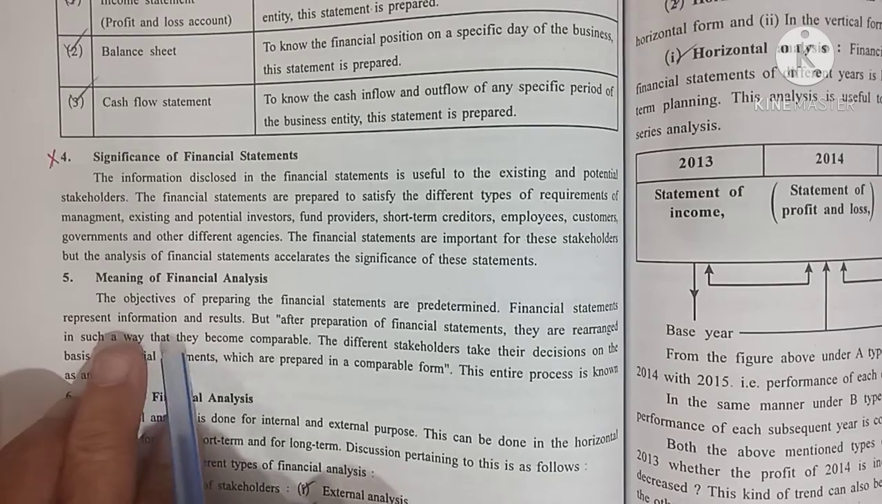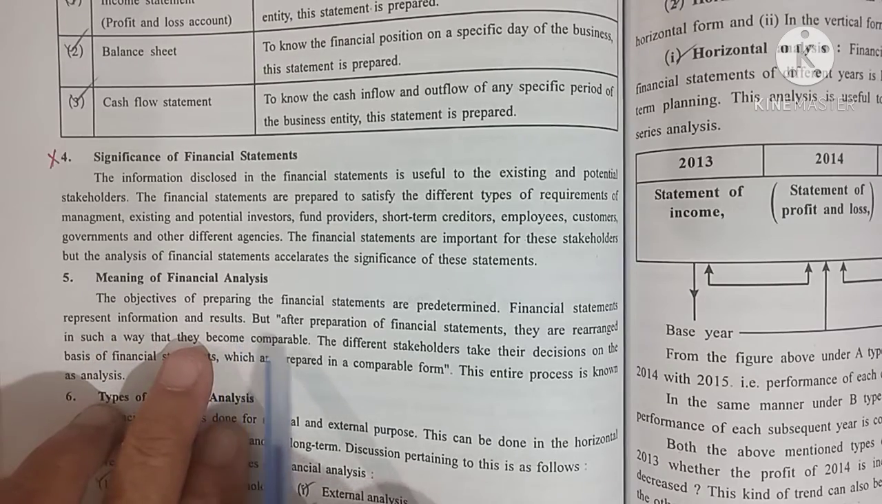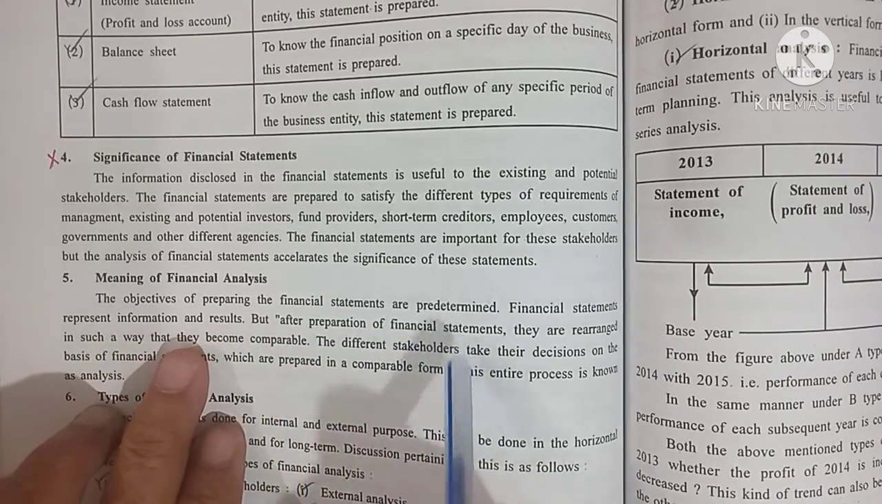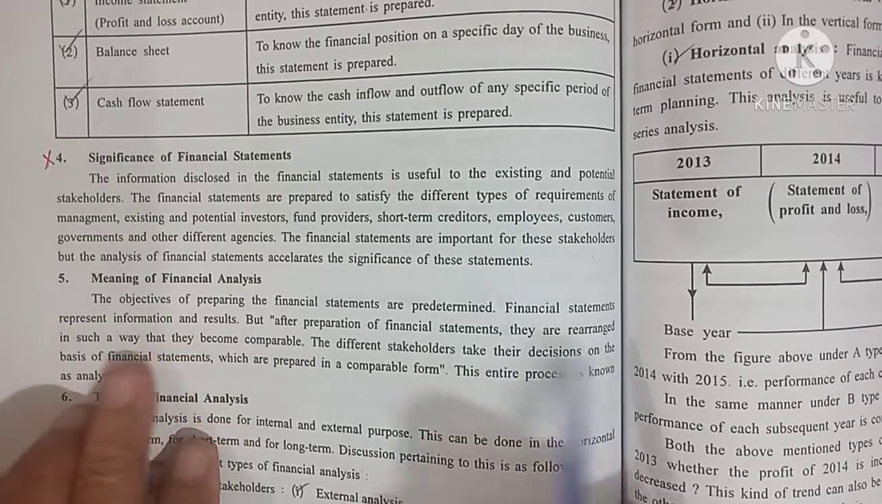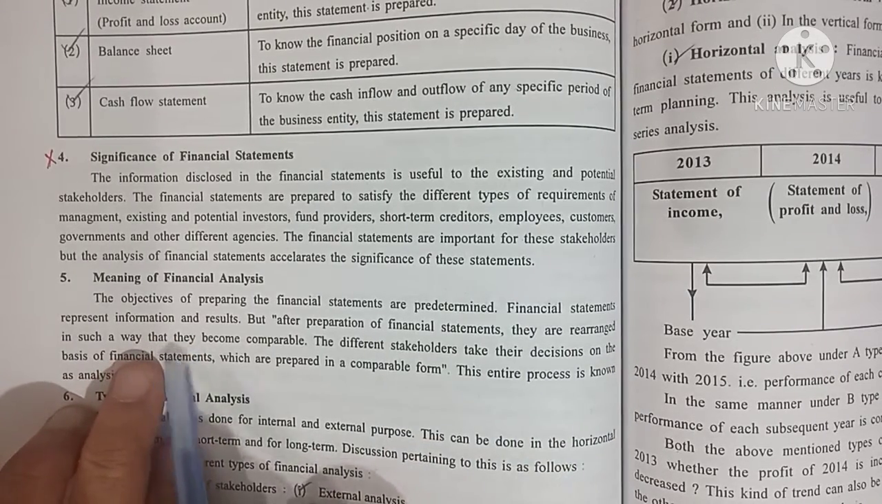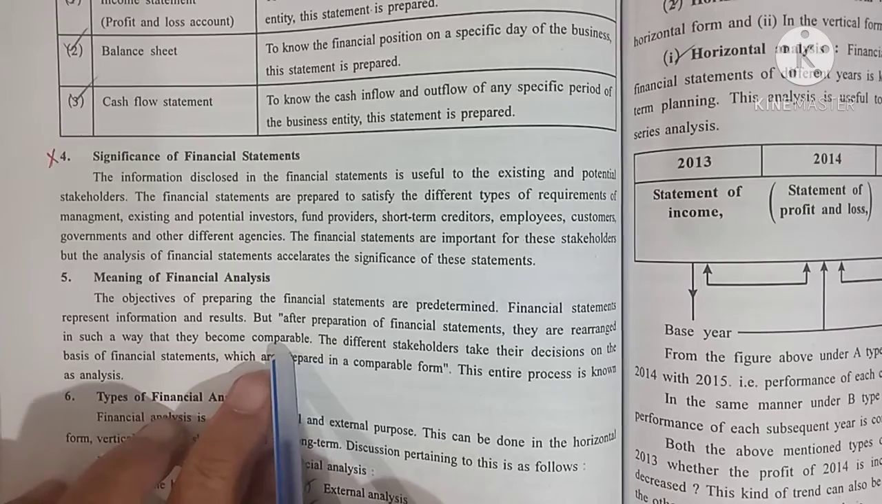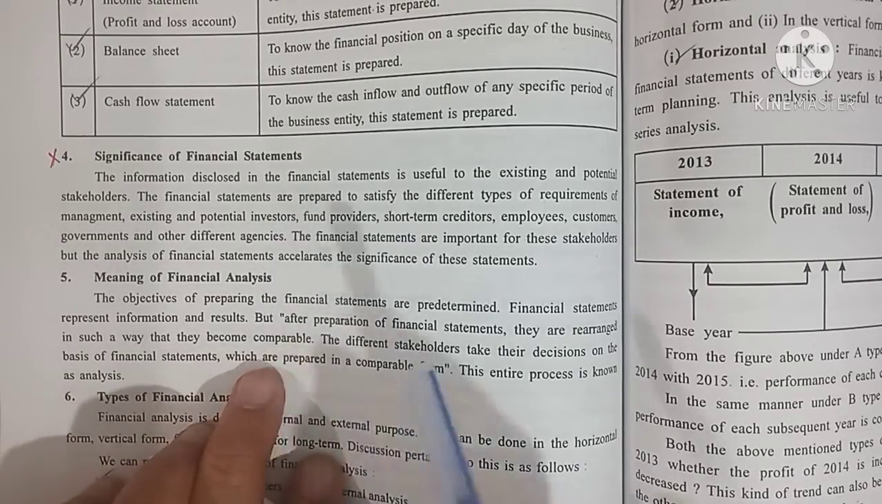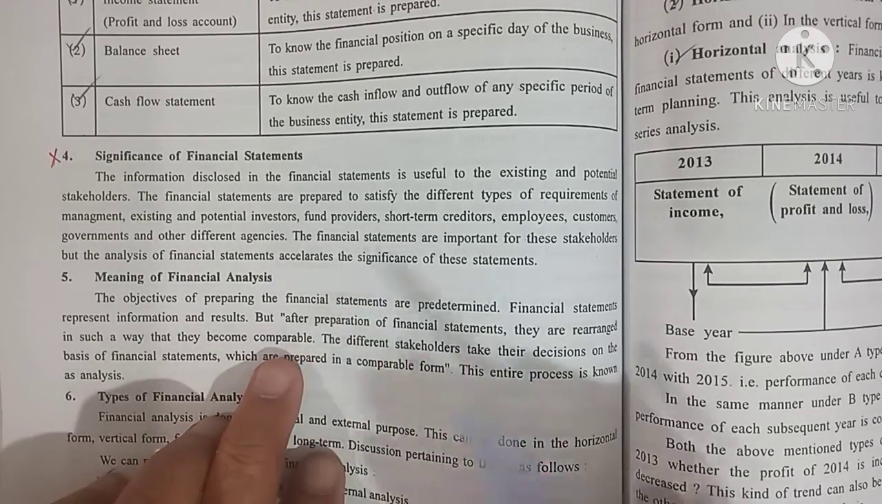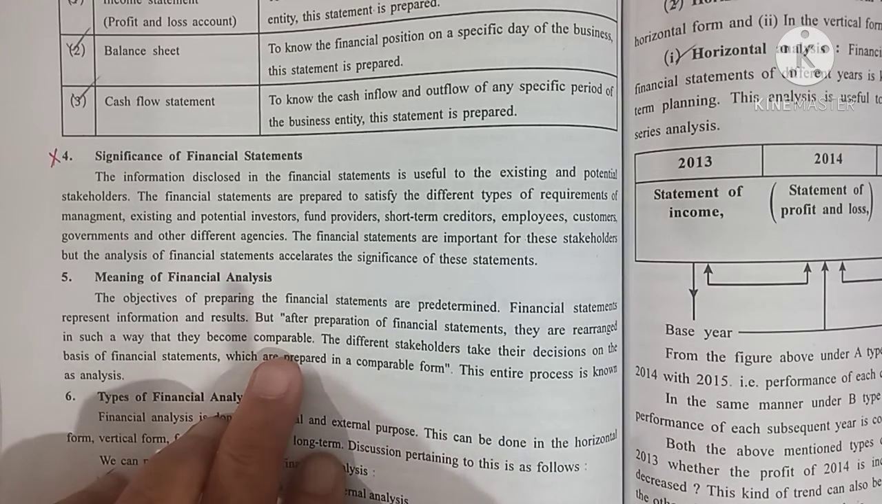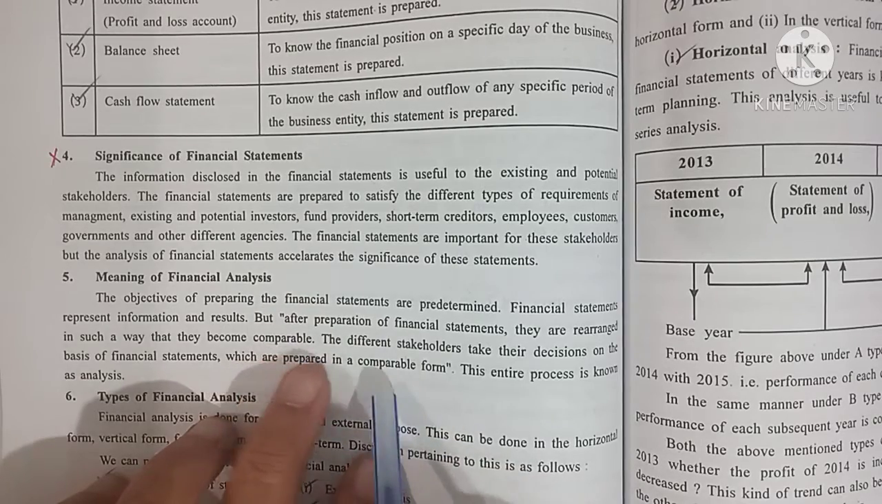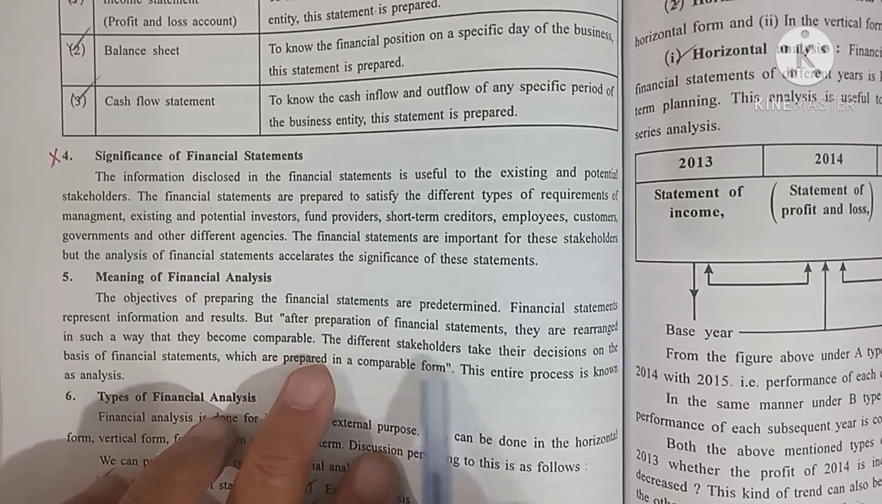Financial statements represent the information and the result, but after preparing them, they are rearranged in such a way that they become comparable. Comparable means that they can be compared with one another, and from that, stakeholders can decide whether the business is going up or down. That is called comparable.